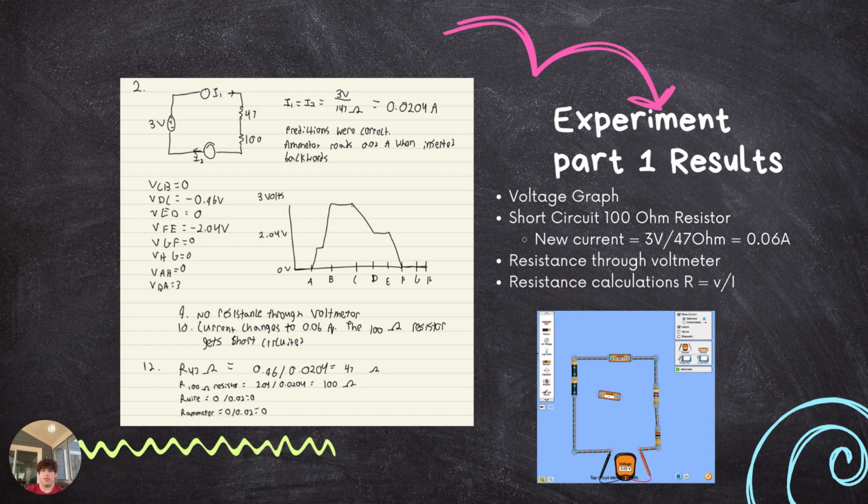When removing the 100 ohm resistor from the circuit, the current increased from 0.02 amps to 0.06 amps because we decreased the resistance by 2/3 of its original value. We can calculate the resistance of the resistors, the wires, and the ammeter using Ohm's law, taking the voltage change from the graph divided by the current for the first part of the lab. My results are shown below under 12.